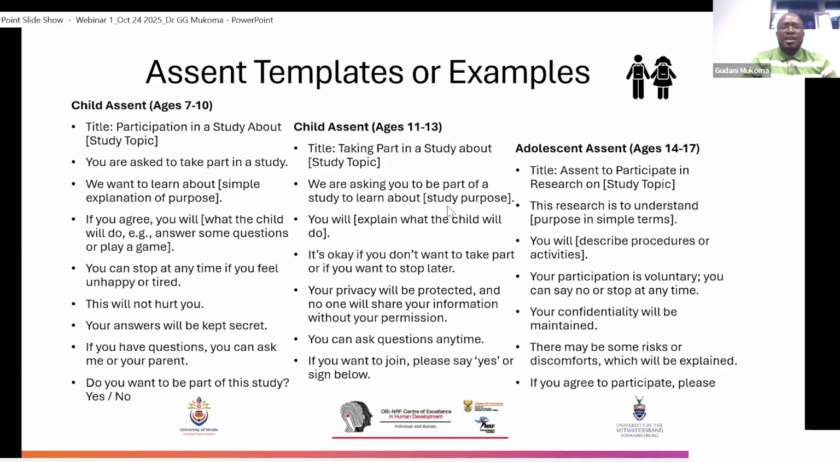The difference here is mainly about the language. Starting from very simple language, it gets much more complicated, for lack of a better word, as they get older. Because the older they get, they start developing better comprehension of things. And there you will see that the language changes to be much more formal and much more structured.